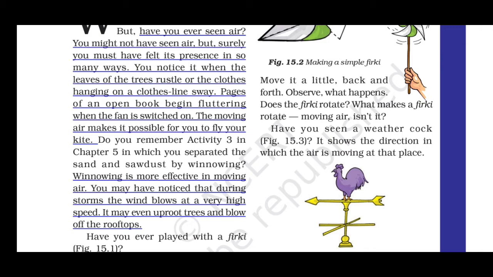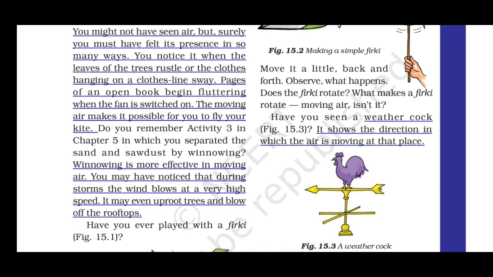Now next, they are telling us about the weathercock. This weathercock is used to show the direction of air. The direction in which the air is moving is shown by this weathercock. You have seen this weathercock in farms or on tall buildings. So what is its use? It provides us the direction in which the air is moving.